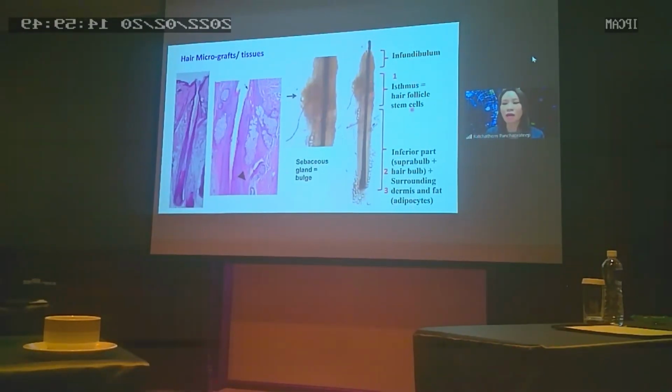But the important parts of the hair tissue are, first, the bulge part that contains the hair follicle stem cells. The second part is the hair bulb cells, individual parts of the hair follicle. And the third important thing is the dermis and the fat, or adipocyte tissue, surrounding the hair follicle, which has a regenerative property.